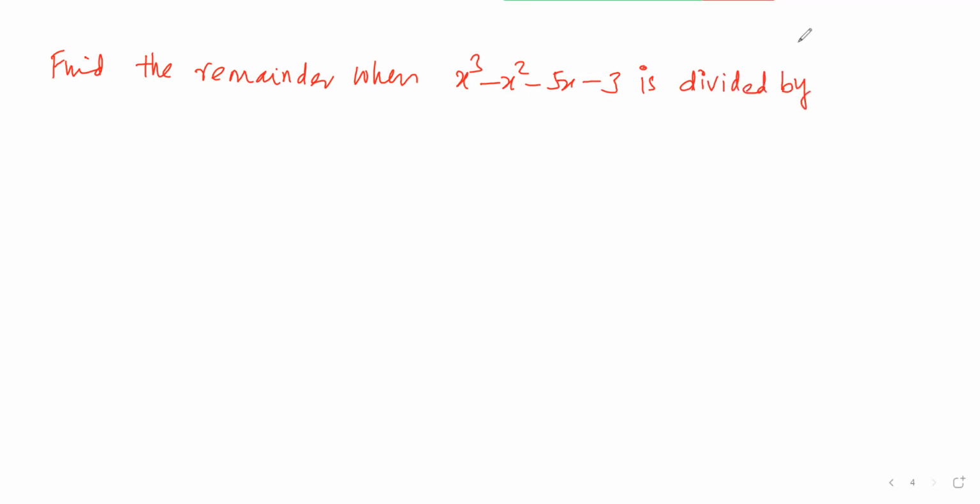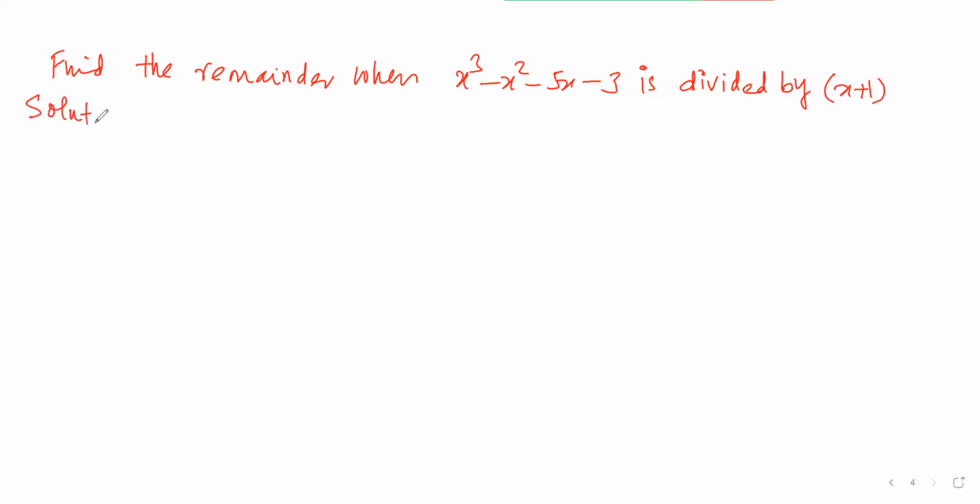Find the remainder when x cube minus x square minus 5x minus 3 is divided by x plus 1.